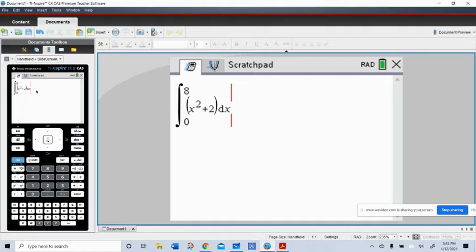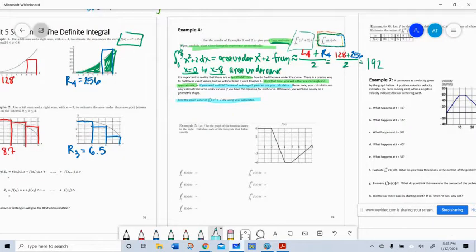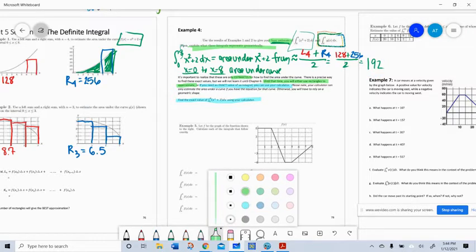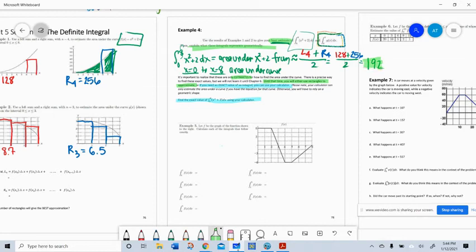So remember, we approximated that value back here. That was this at 192, right? I probably should circle that in green here because that was my approximation. So my approximation was 192. So let's see what we get when we do it exactly.